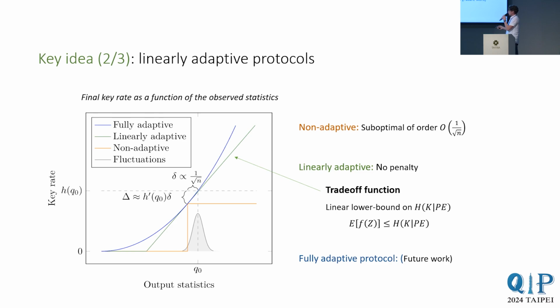So what we do instead is that we have an adaptive protocol where we assume that we have a linear lower bound on the asymptotic key rate that we call a trader function. And in our protocol, the users need to estimate this trader function, which will then tell them how much key they have. So this is for the asymptotic security.